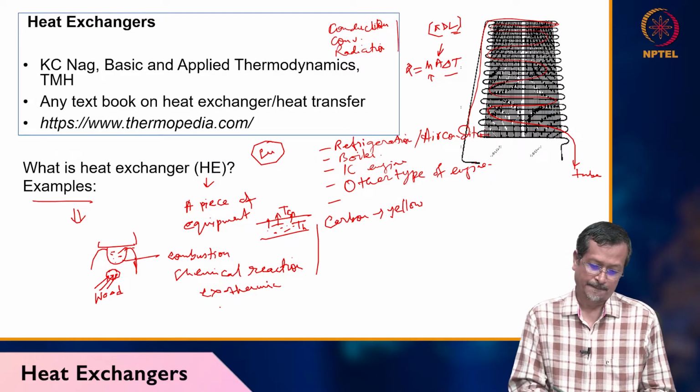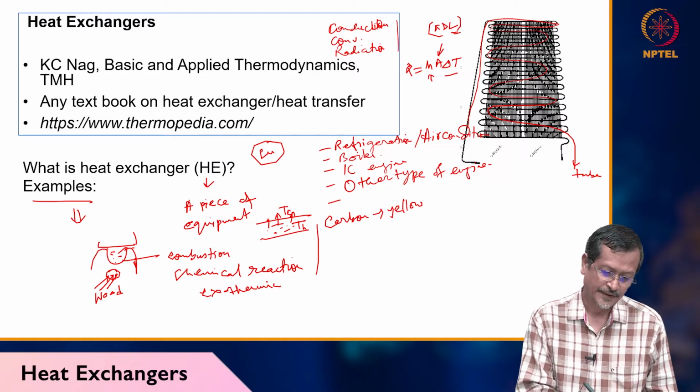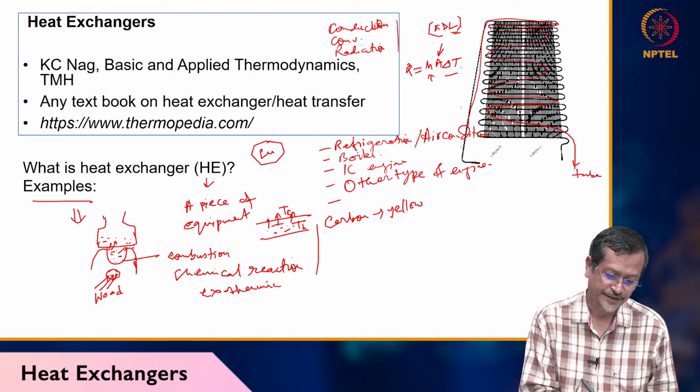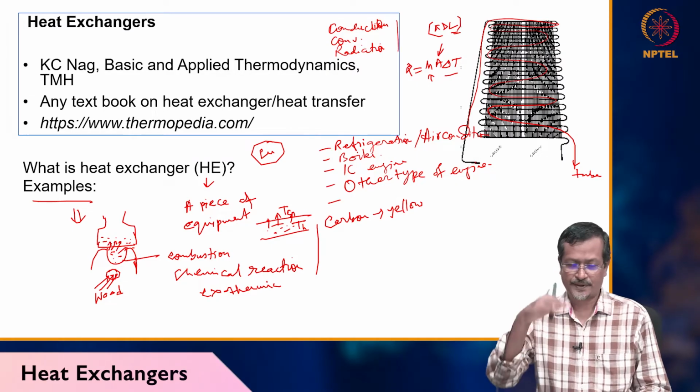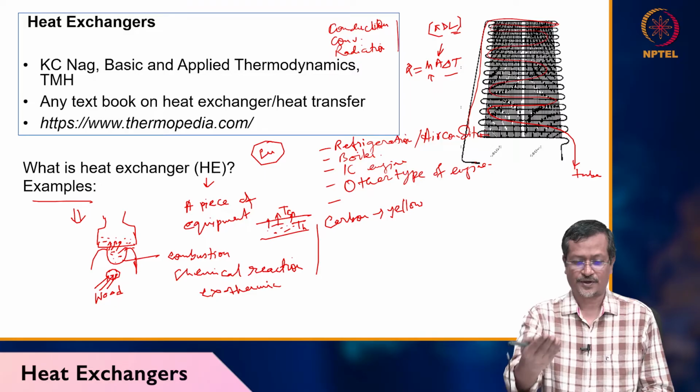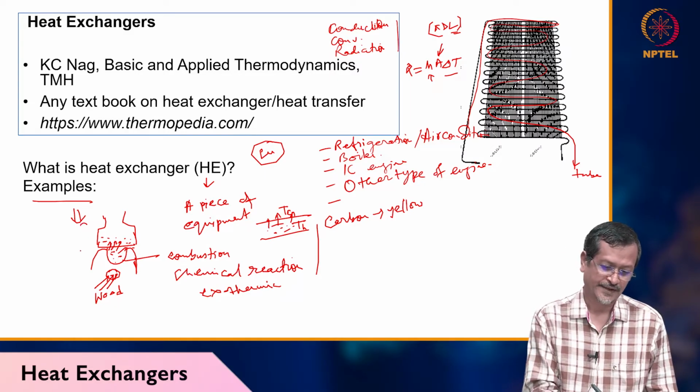Okay, now hot gas will be transferring heat to your pot. This pot may have water, so heat is getting transferred through this metal pot. Okay, so this is also a heat exchanger, exchanging heat from air to water. So this is also one example of a heat exchanger.